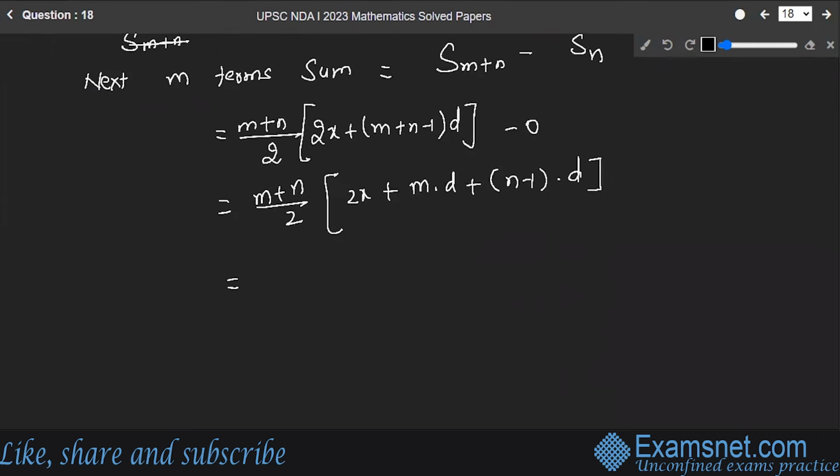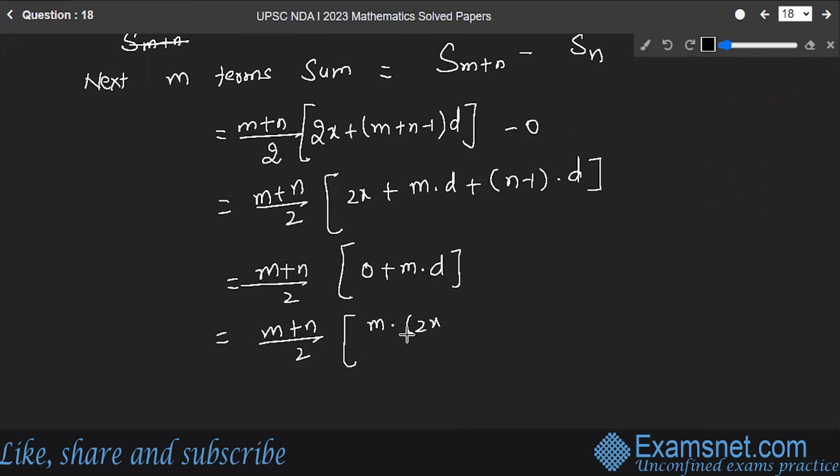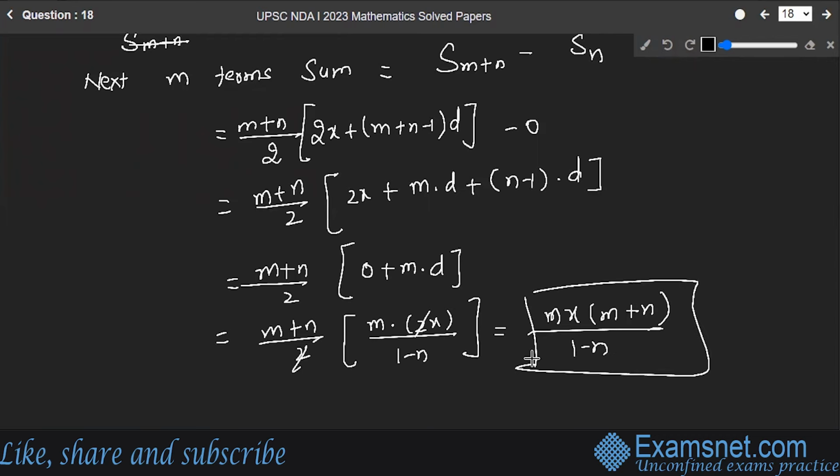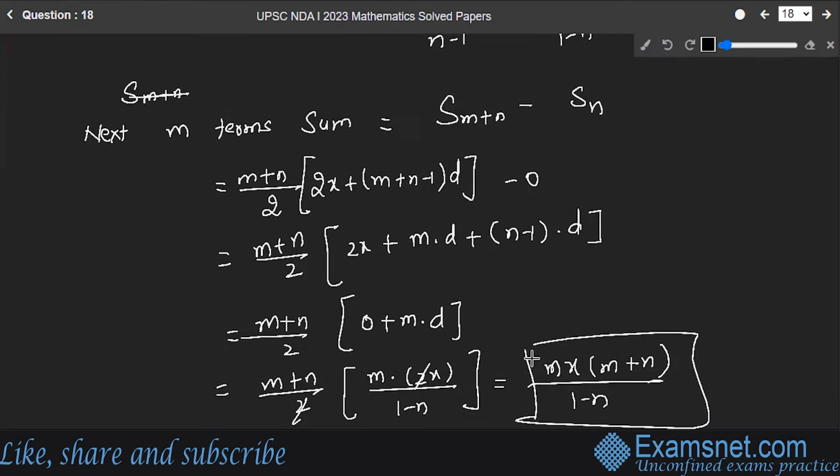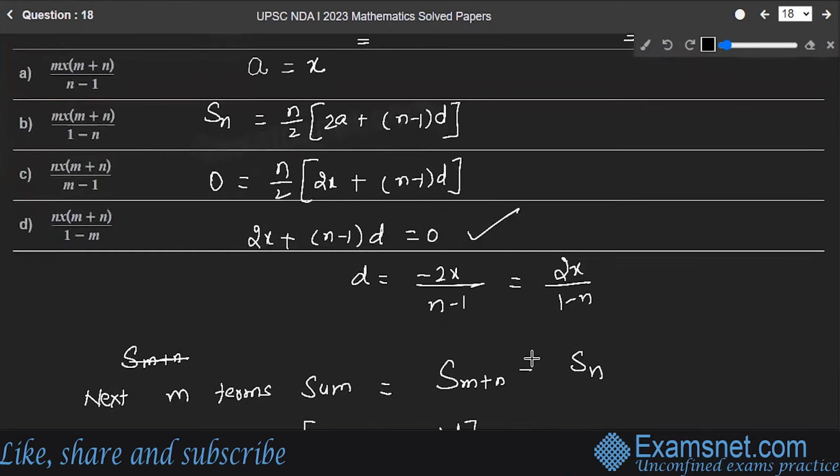So this can be written as m plus n by 2, 0 plus m into d. m plus n by 2, m into 2x upon 1 minus n. This 2 and 2 will cancel, and you will have mx into m plus n upon 1 minus n as the answer. Hope you got this. Let's check with the options. mx, m plus n upon 1 minus n. So option B stands to be the correct answer.